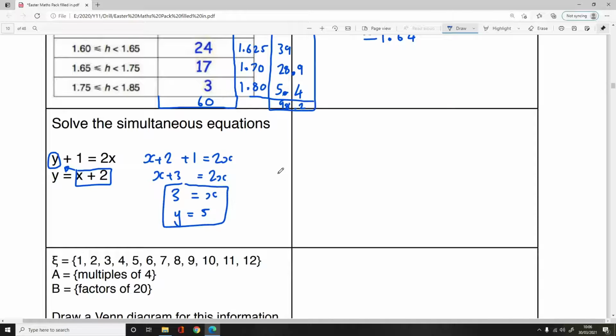Another way of doing that question would be to rearrange it so they're both in the sort of familiar format. So I could rearrange the top one to be y minus 2x equals minus 1, and I could rearrange the bottom one to be y minus x equals 2, and then I could do a subtraction, and I can end up with something like minus x is minus 3, so x is 3, and again get to y equals 5. You know, you've got options about how you approach this sort of thing. It's just trying to get rid of one variable through whatever means necessary.